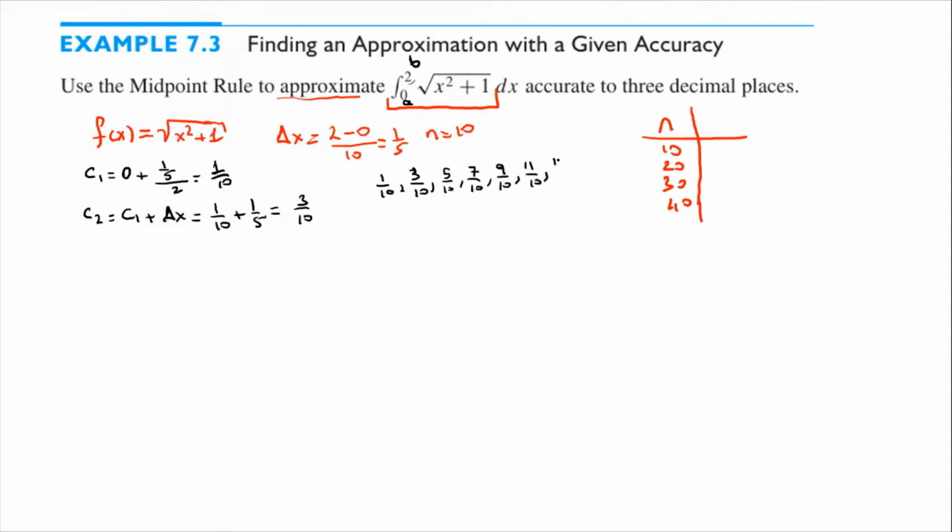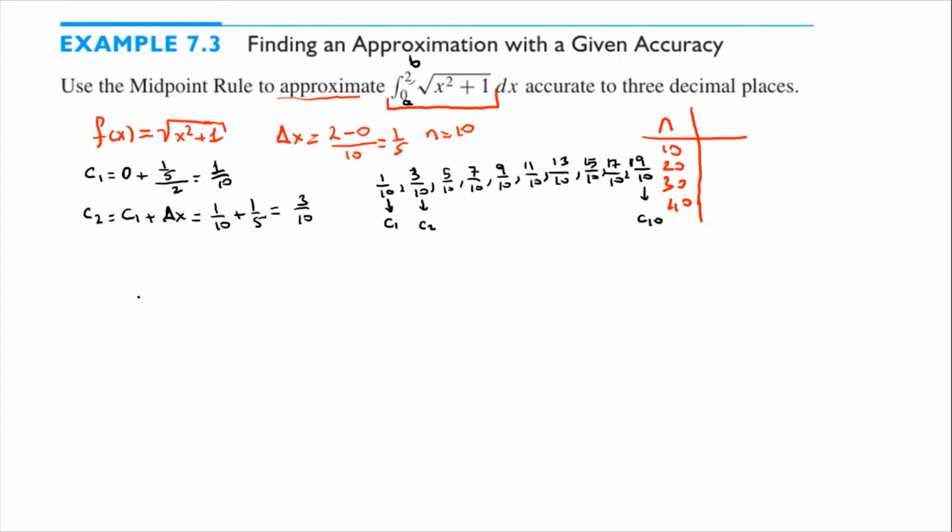Shall I continue? You have to get 10 evaluation points. 1, 2, 3, 4, 5, 6, 4 left. Okay, 13 over 10, 15 over 10, 17 over 10, 19 over 10. So we got 10, right? 1, 2, 3, 4, 5, 6, 7, 8, 9, 10. So we got the evaluation points. This is called c1, c2, and it goes on like that until here, which is c10, right?